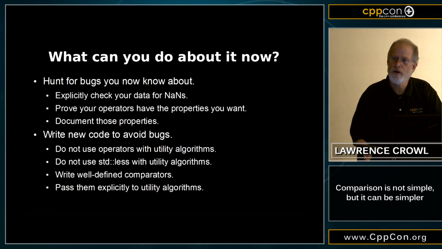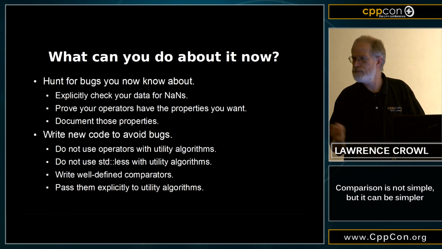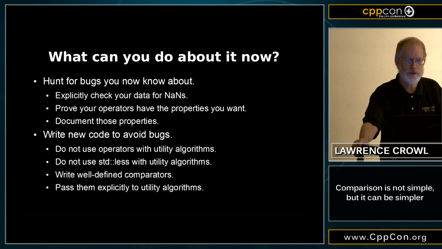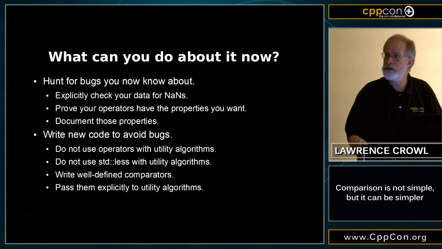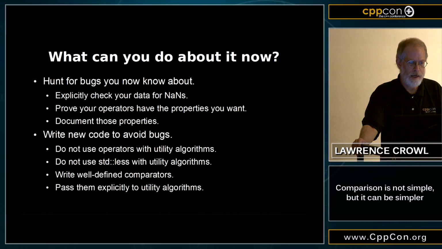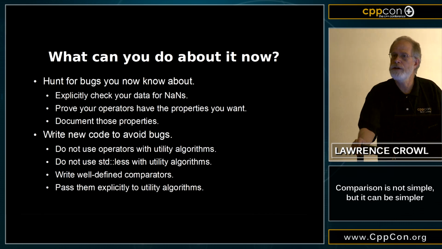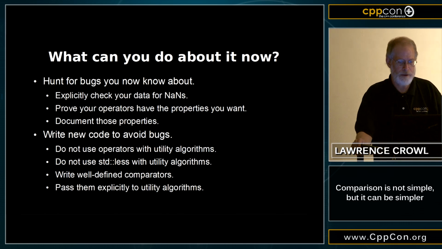So the important thing is, what can you do about this problem now? So I've outlined a couple of bugs. You can go and hunt for those bugs now that you know about them. Explicitly check your data for NaNs. That's one way to avoid a lot of problems with sorts. You can go and look at your code and prove that the operators have the properties you want. And if they're not weakly ordered or totally ordered, you probably need to say that in the documentation. But you can write new code to avoid the problems. And that's mostly what I'm going to talk about now.